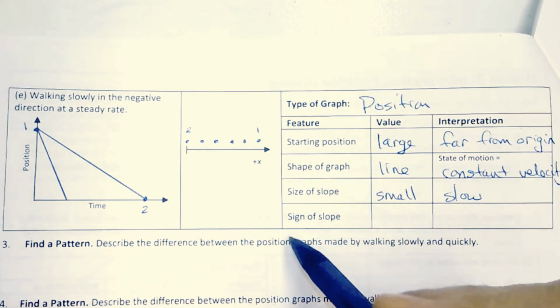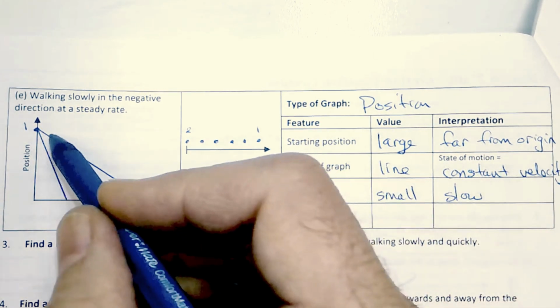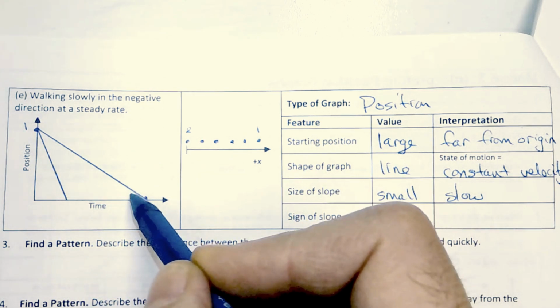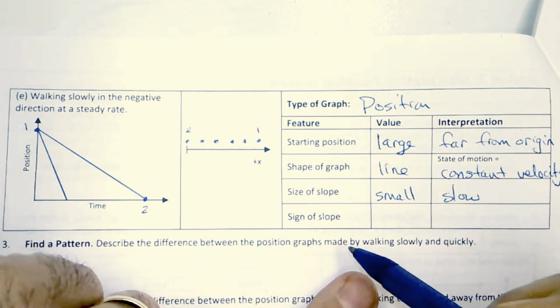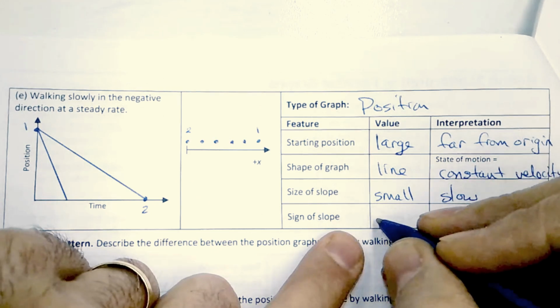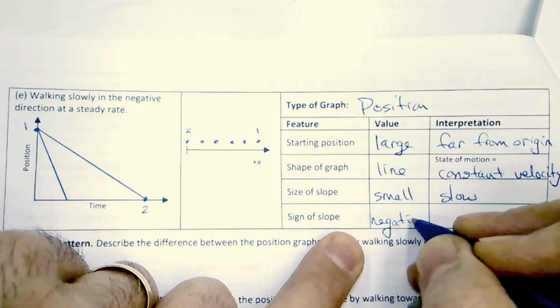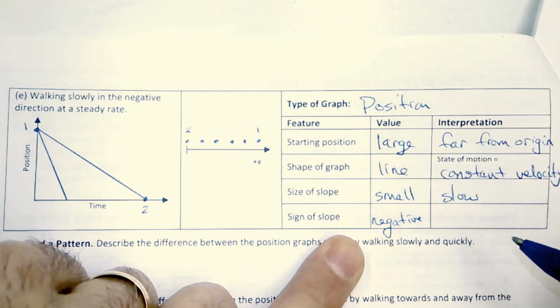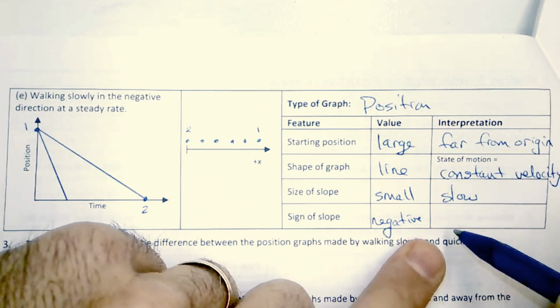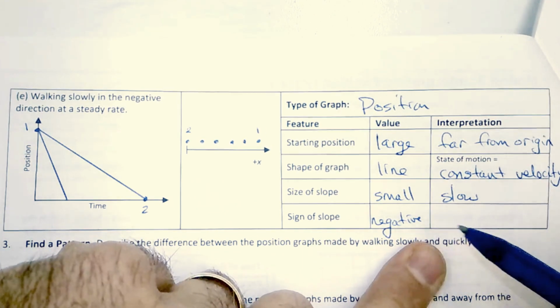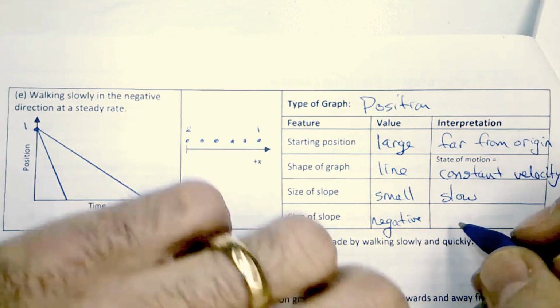Finally, we have the sign of the slope. So this slope here is sloping downwards, and so we would say its slope is negative. What's the interpretation of that? So the person is moving in the negative direction.